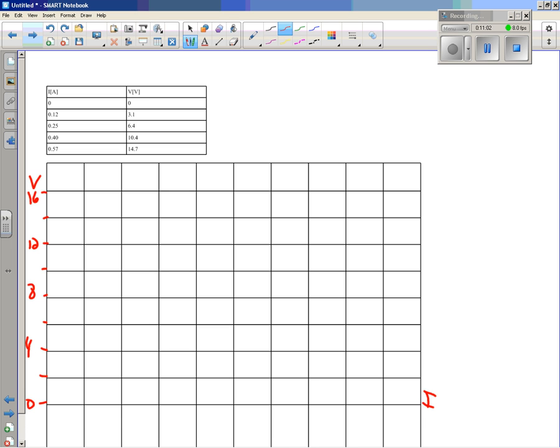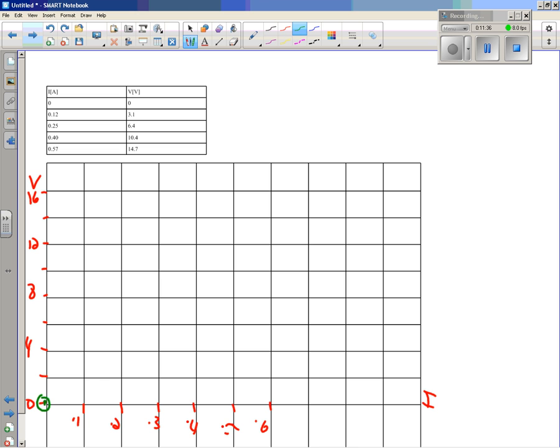There's my voltage. Current goes from 0 to 0.57, so it makes sense if I just go 0.1, 0.2, 0.3, 0.4, 0.5, 0.6. I'll write those in. Now I'm going to graph this stuff. So I got a point at 0, 0. Put a circle around it, one of those error circles.